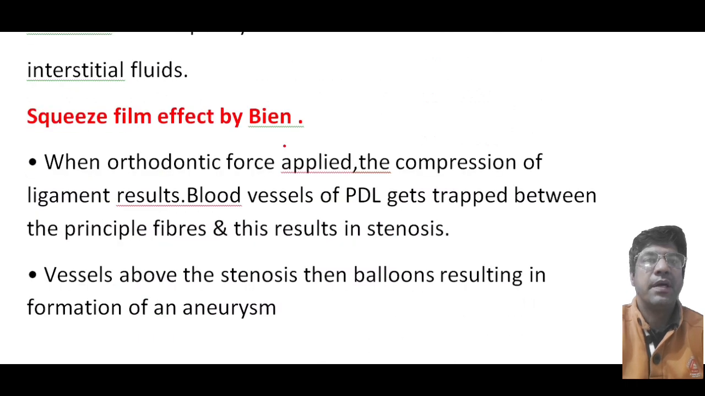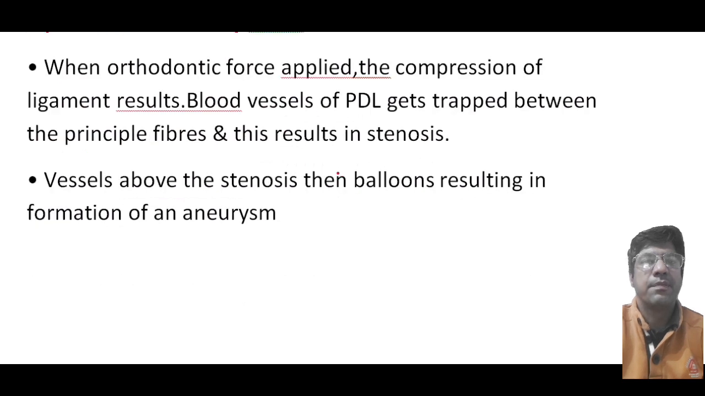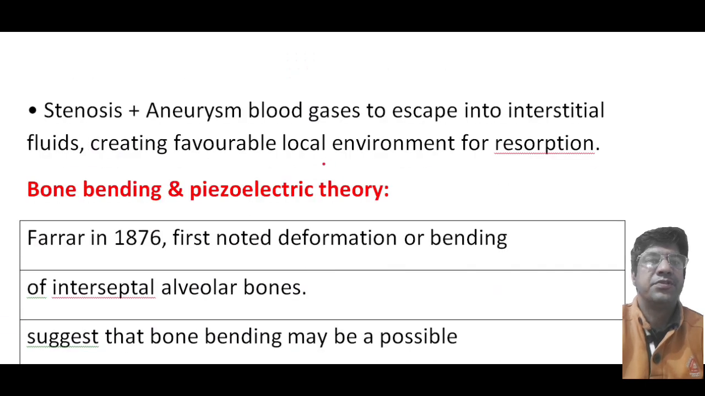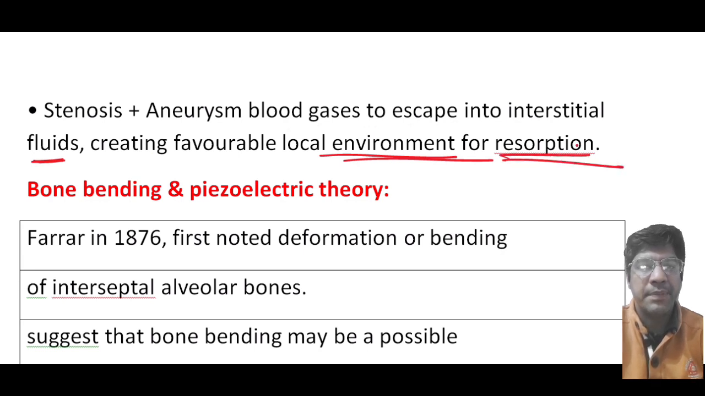The other is the squeeze film effect. When the orthodontic force is applied, that would lead to compression of the periodontal ligament. The blood vessels get trapped, which would result in stenosis, and the vessels above the stenosis form an aneurysm. With stenosis and aneurysm, blood gases escape into the interstitial fluid, which would create a local environment for the resorption.